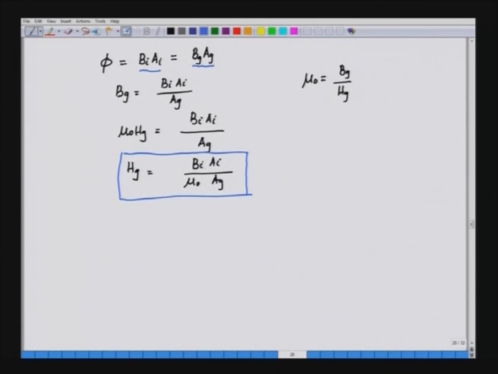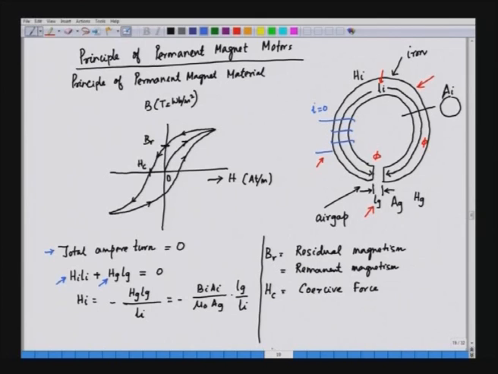that is Bi Ai by mu naught Ag. Mu naught is the permeability of free space, because we are talking about the air gap. So, in the previous equation we have this Hg term. The Hg we can replace by Bi Ai by mu naught Ag into Lg by Li. So, this is basically a very important derivation.